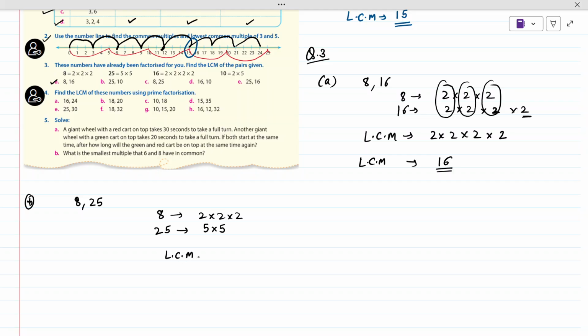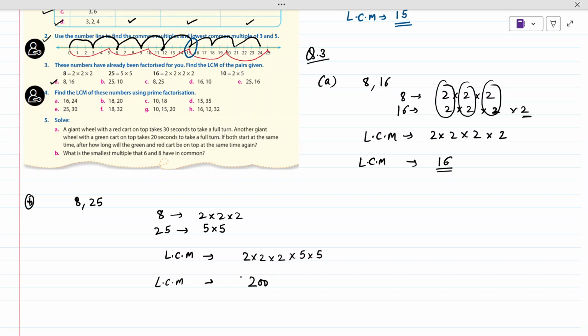For LCM, we will see the common factors first, but nothing is common. So we will write all the factors because none are common. So this will give us what? 2 into 2 into 2 is 8. This is 8 into 5, 40. 40 into 5 is 200. So the LCM of 8 and 25 is 200.